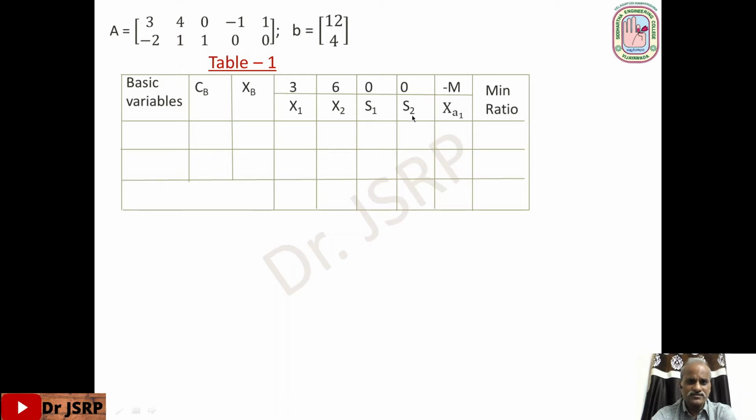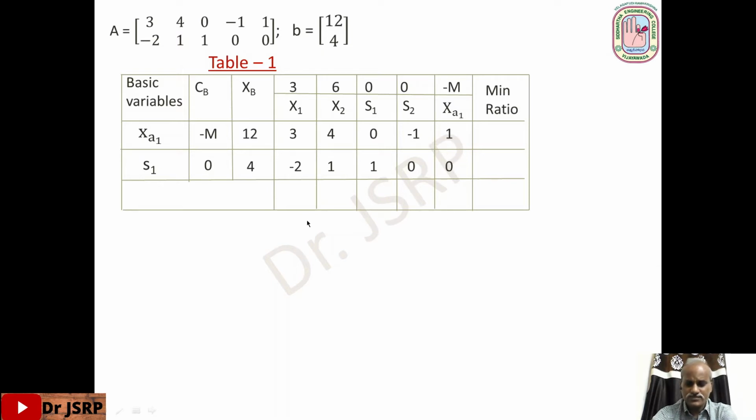Now the basic variables: in the first place xa1, since its column is 1 0, and in the second place s1. The cost of basic variables: xa1 cost minus M, s1 cost 0. The solution is the right side values 12 and 4. x1 is the first column 3 and minus 2, x2 is the second column 4 and 1, s1 is 0 1, s2 is minus 1 0, xa1 is 1 0.